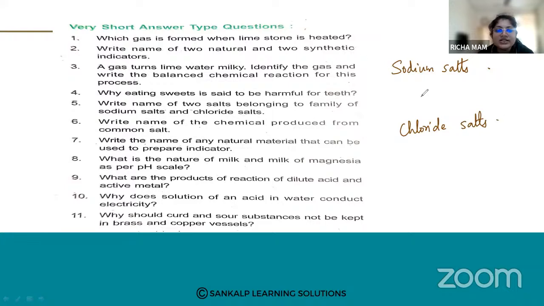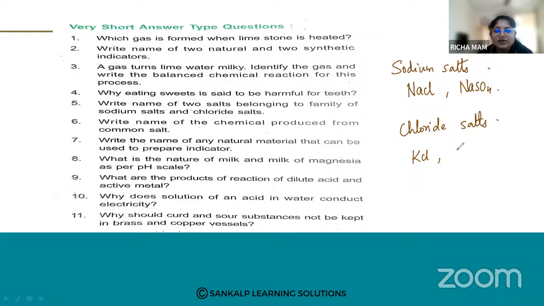So for sodium salts, you can write NaCl, then you can write Na2SO4. So these are the sodium salts. Then similarly for chloride salts, you can have NaCl and potassium chloride. So these are the salts.